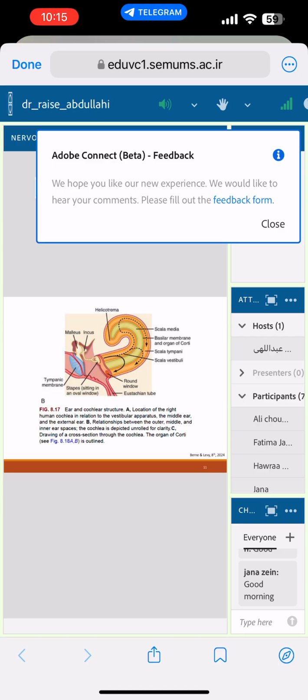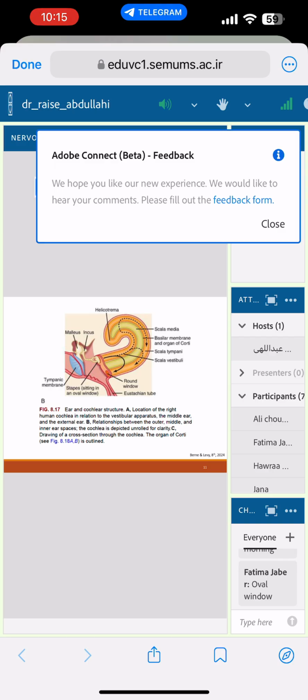Everyone, please write the name of this window, which is located here. What is the name of this window? Oval window. Very good, Fatima.